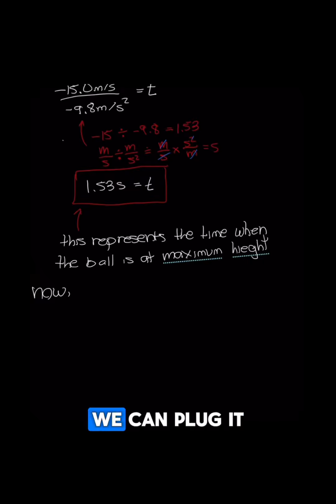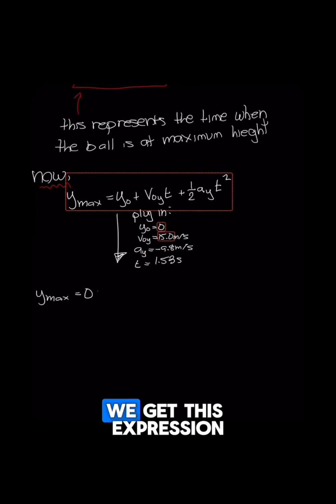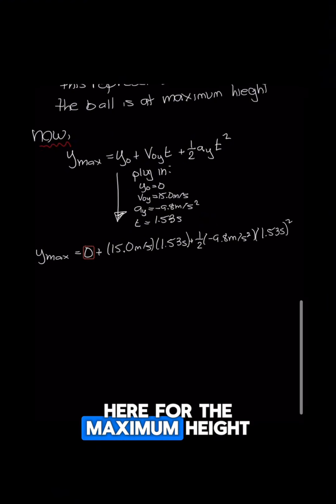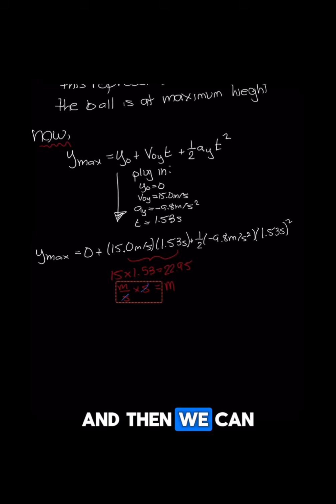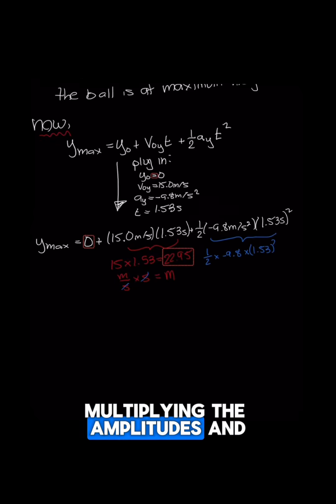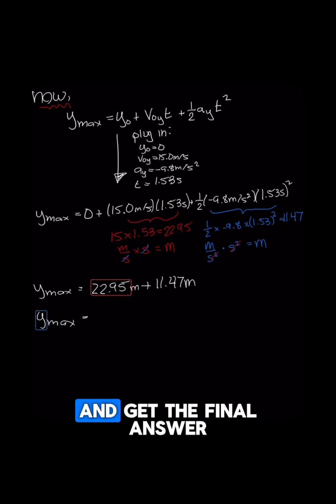So now that we have this, we can plug it into the position equation. And if we plug this in with our other values here, we get this expression here for the maximum height. And then we can compute the first term here, multiplying the amplitudes and the units. And then we can also compute the second term, multiplying the amplitudes and the units there, giving us this expression here. And then we can do a simple addition and get the final answer.